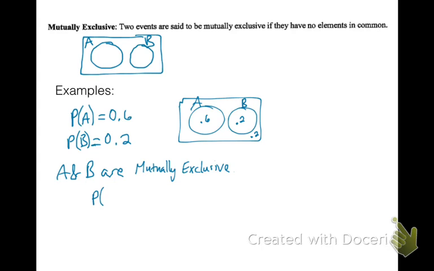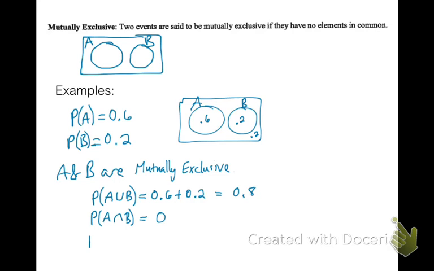So if I ask you to find the union of A and B, all you have to do is just add up the probability of A and the probability of B. You don't have to worry about any intersections. That would be 0.8. If I said find the probability of the intersection of A and B, well, because there is absolutely no intersection between them, it would be 0. There is no possibility of having any kind of intersection with mutually exclusive elements.